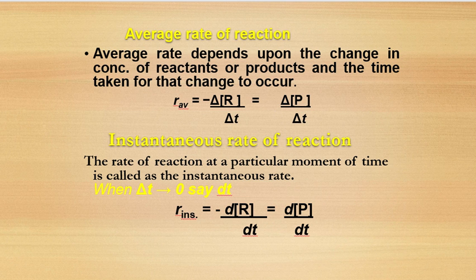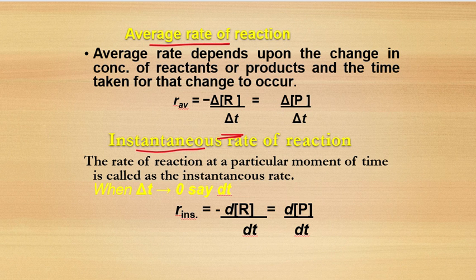The same thing can be expressed as average rate, which will always be delta R by delta T, where a large deviation is there. Whereas instantaneous rate is always measured at a particular point of time. That means the interval will be very small. So that is why we use the differential sign, that is minus dR by dt or plus dP by dt.